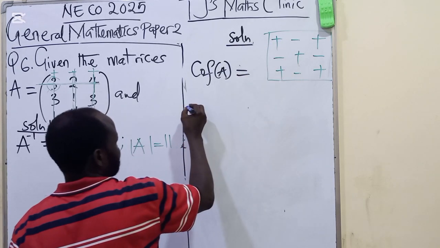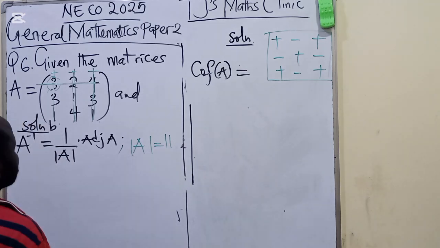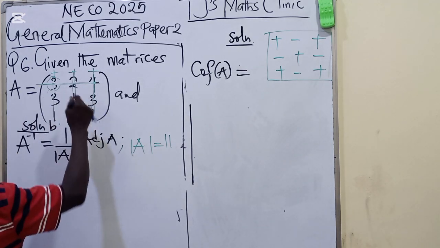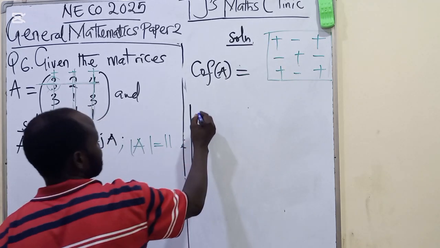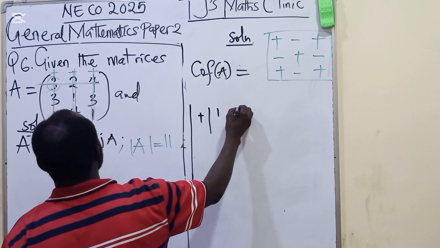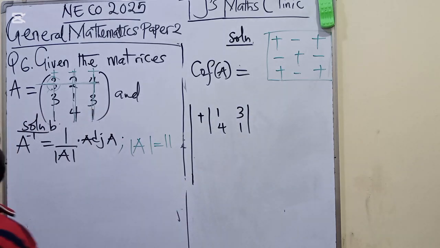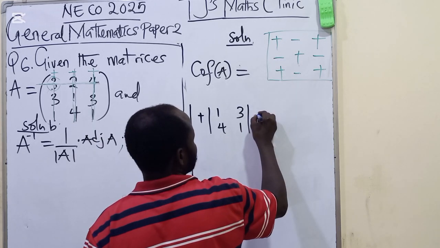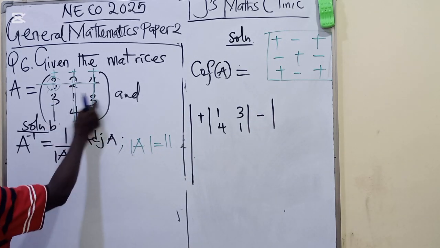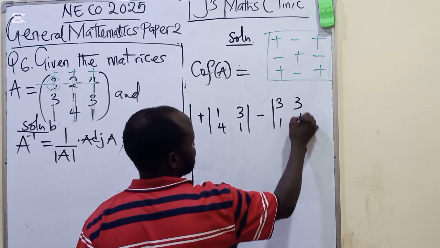First one, we'll have something like this. The first one is we close this row, we close this column. We have positive now. We'll have 1, 3, 4, 1. That's the first one now. Next, we move inside, which is negative. We have the negative here. We close this, we close it. We have 3, 3, 1, 1.